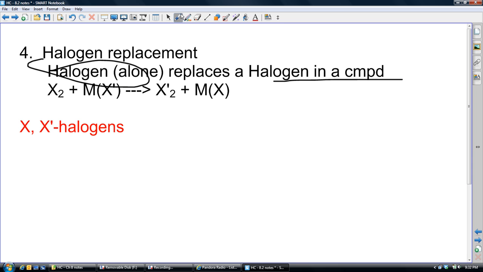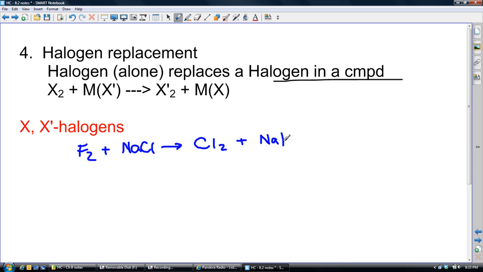The only difference you see here is we're going to use the letter X and X prime to represent the halogens. So imagine here X2 is, let's say we have fluorine by itself, and then we have chlorine bonded with a metal, in this case sodium. Well, fluorine's not going to trade places with sodium, fluorine's going to trade places with chlorine. So what we'll end up getting is chlorines will be by themselves in pairs, and sodium will bond with fluorine. And we have to balance.